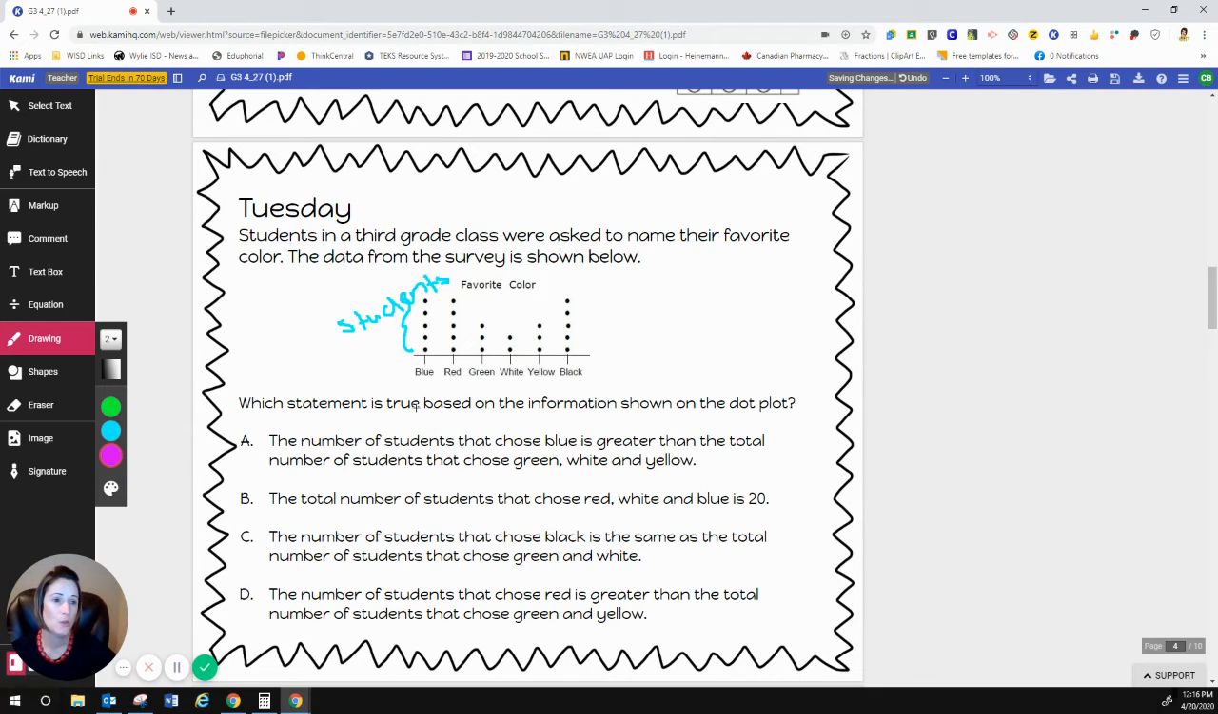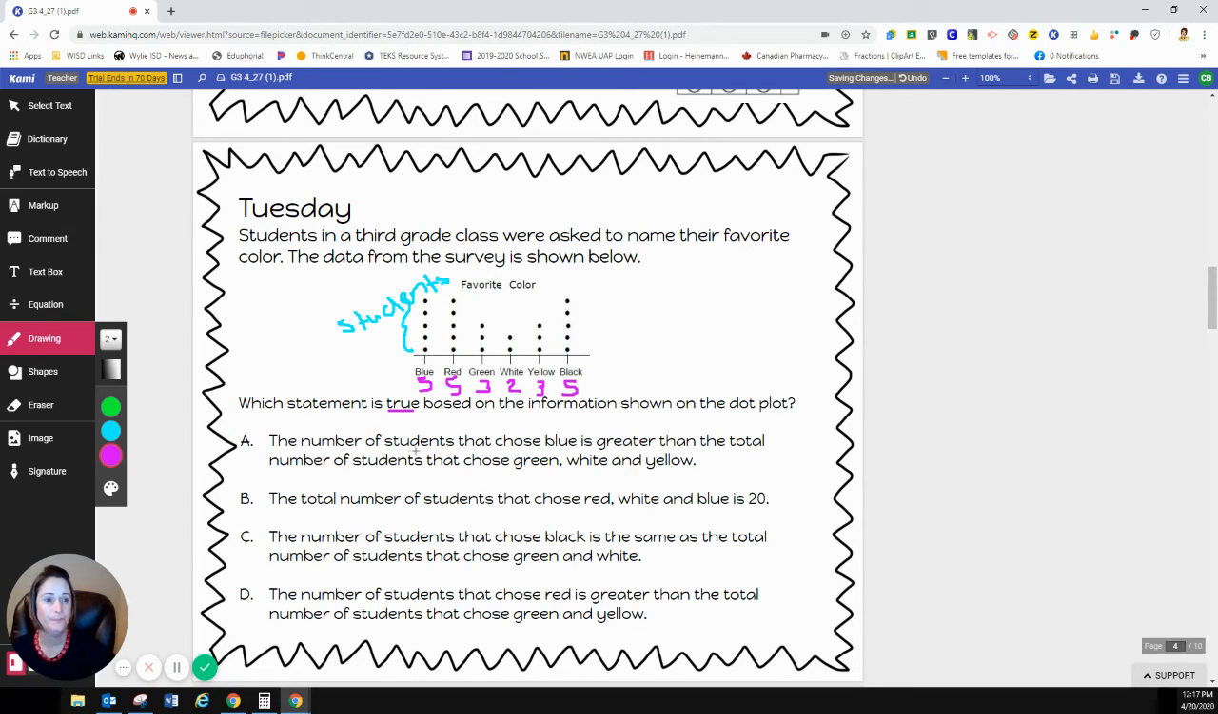Which statement is true based on the information on the dot plot? So the number of students that chose blue. Well, let's look and go label all of our choices. So how many are there for blue? 1, 2, 3, 4, 5. Let's look at green. We see 3. 2 for white. 3 for yellow. And 5 for black. All right.